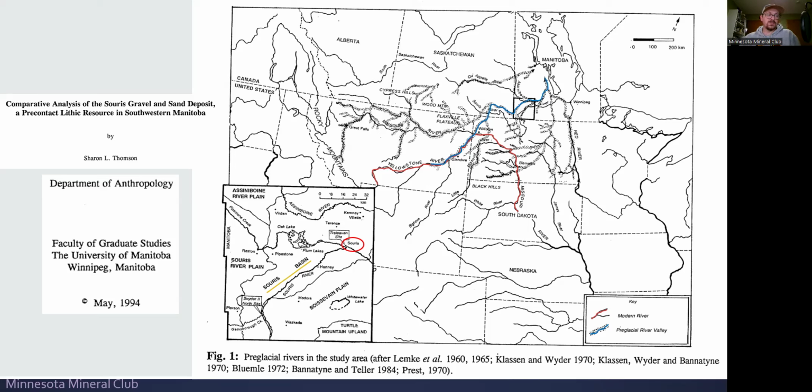This is taken from some research that was done by the Department of Anthropology from the University of Manitoba in Winnipeg. And this was looking at the artifacts that were found in Native or First Nations areas within this inset map here, which is near the Source area of Manitoba.